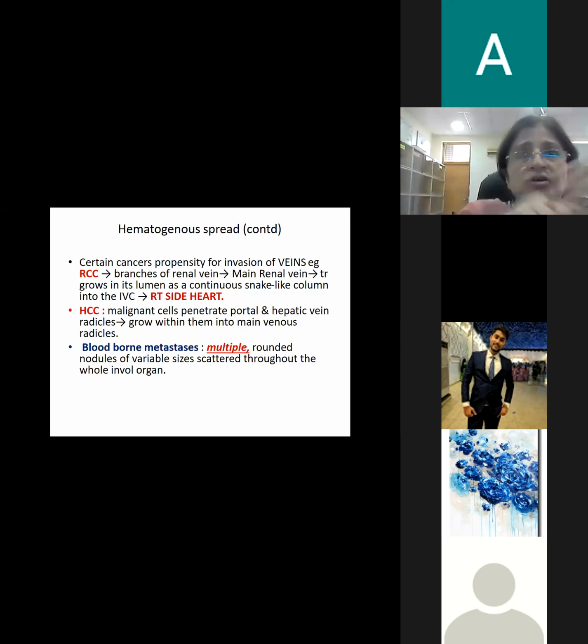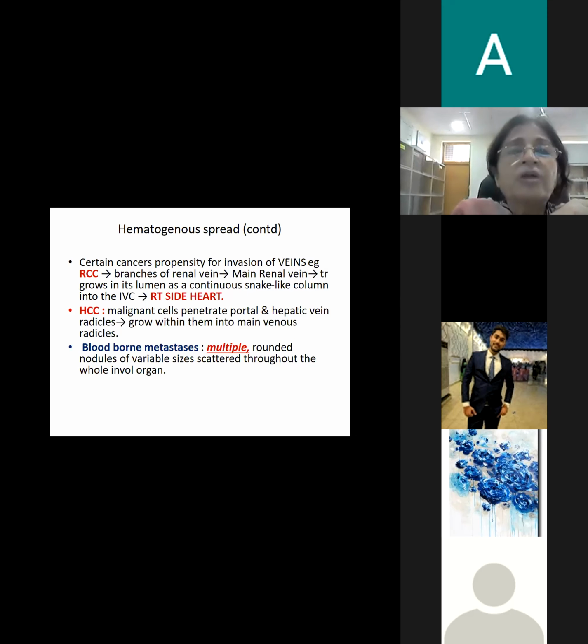Similarly, hepatocellular cancer, which is a cancer of the liver, malignant cells, they penetrate into the portal and the hepatic vein radicals, and then they also enter into the right side of the heart. ये भी फिर वेना केवा में जाएंगे, and then they grow into the main channels.